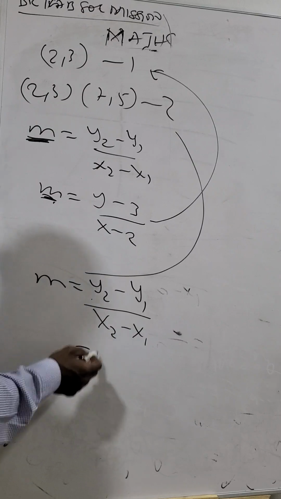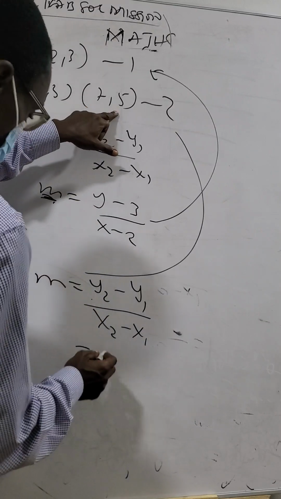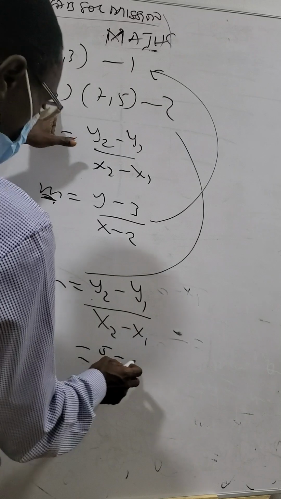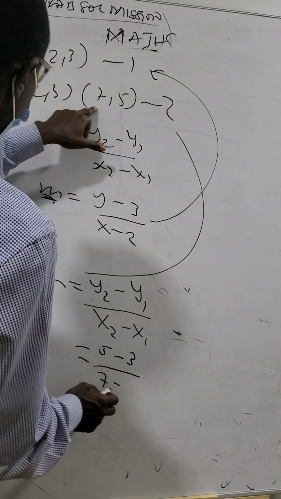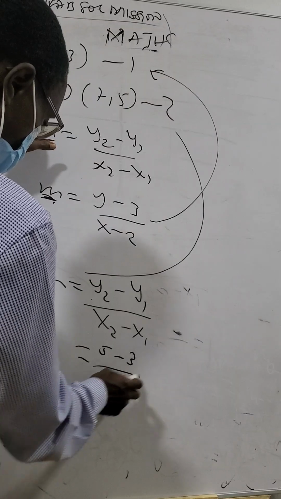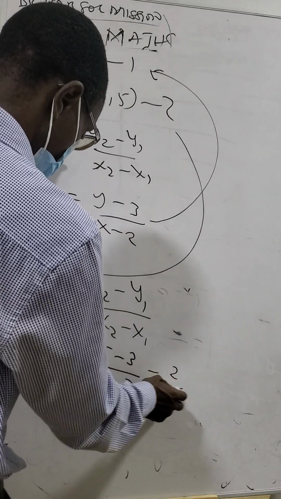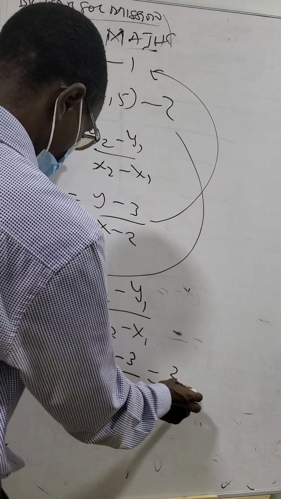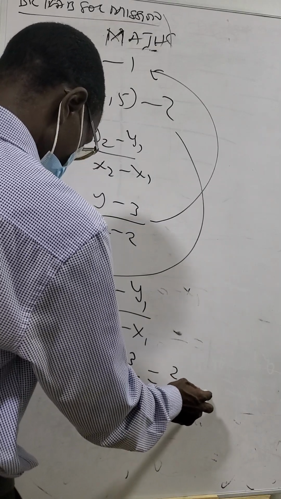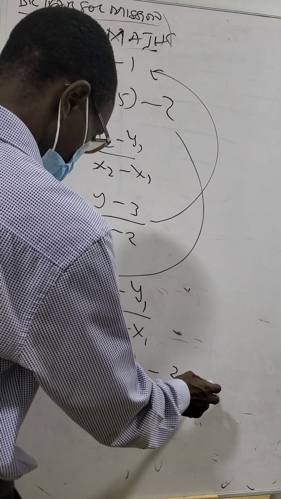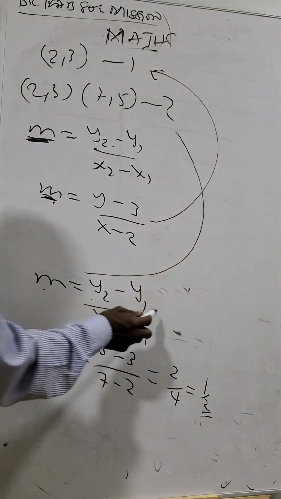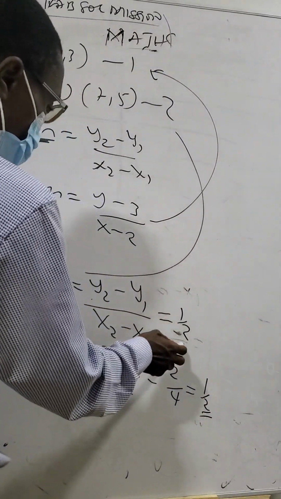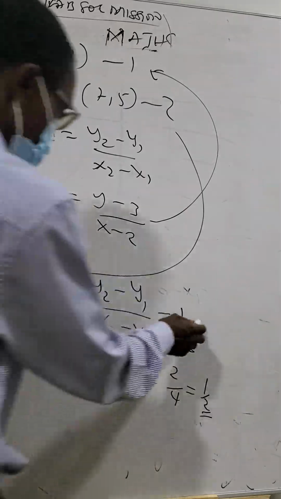If you put in y2 is 5 minus 3, and then 7 minus 2. This is going to give us 2/4, which is equal to 1/2, half. So it means m is equal to half. Once you know the gradient, you can work out the equation.